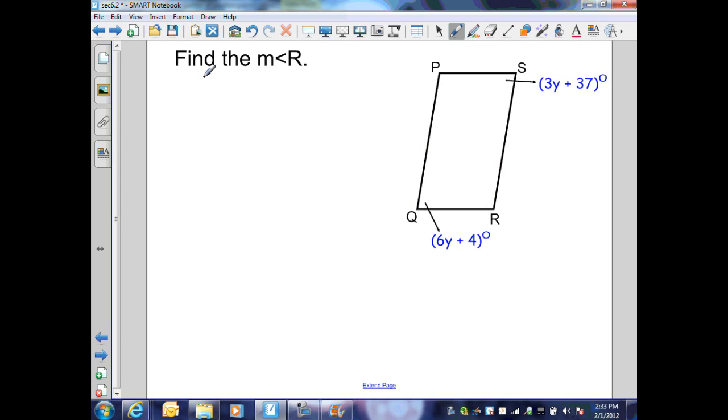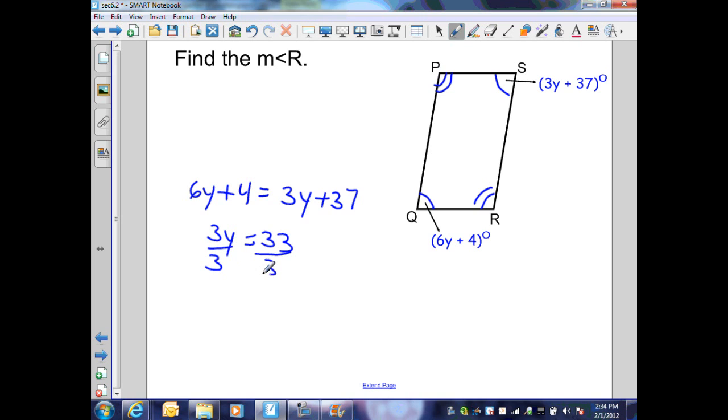Next, they want us to find the measure of angle R. Recall from a previous theorem, if I'm given a parallelogram, the opposite angles are congruent. Therefore, P is congruent to R, and angle Q is congruent to angle S. Given these two expressions for those two known congruent angles, I can set up an equation. 6y plus 4 is equal to 3y plus 37. Solving the equation, subtract 3y on both sides, I get 3y. Subtract 4, I get 33. Divide by 3, I get y equal to 11.